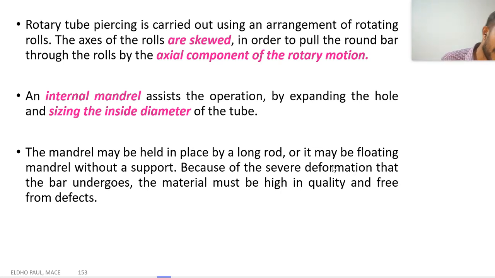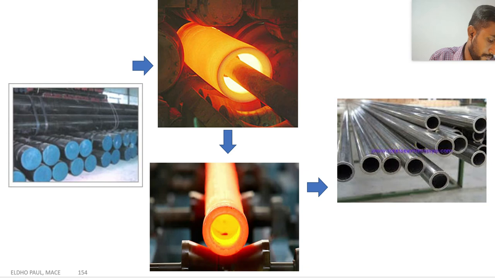The mandrel may be held in place by a long rod, or it may be a floating mandrel without support, because of the severe deformation that the bar undergoes. The material must be high in quality and free from defects. So this is the rotary tube piercing process.